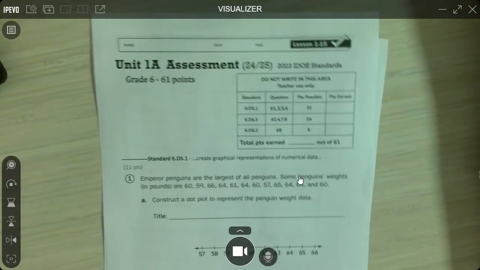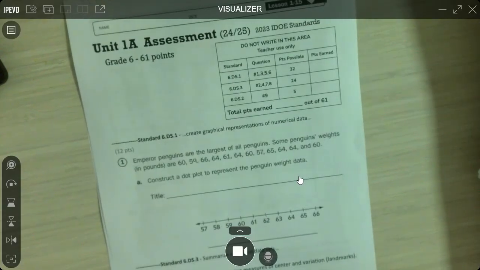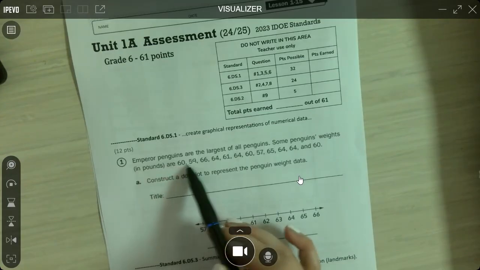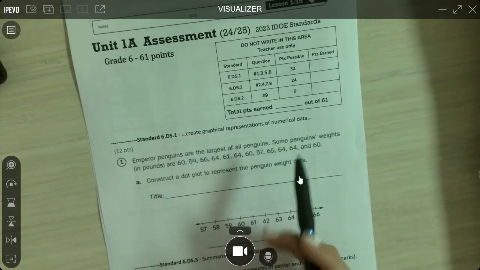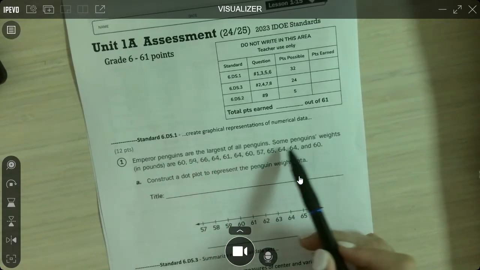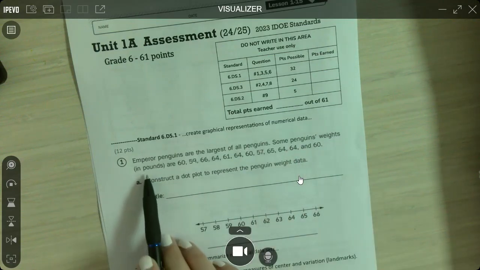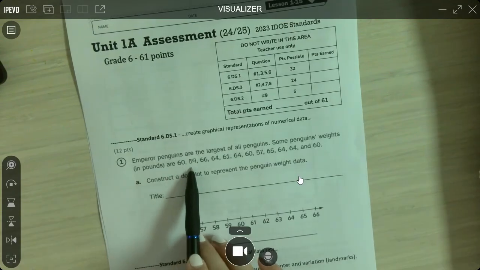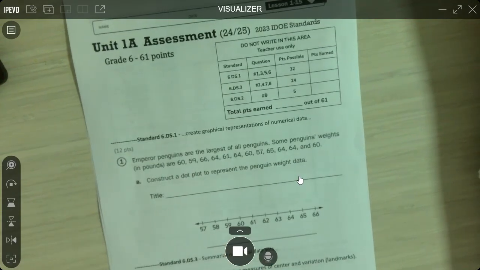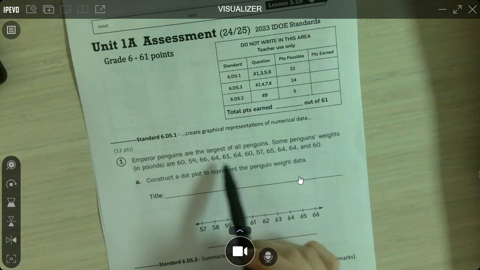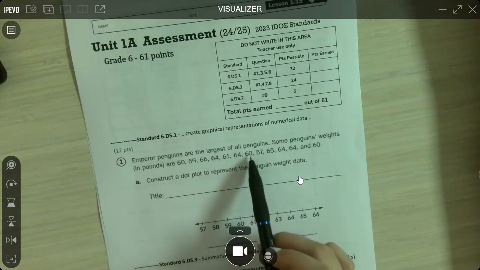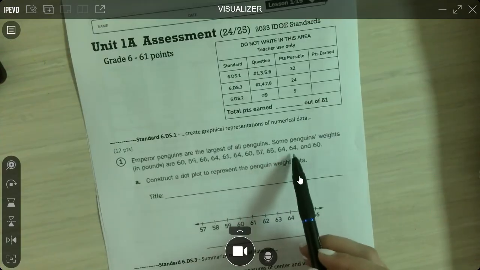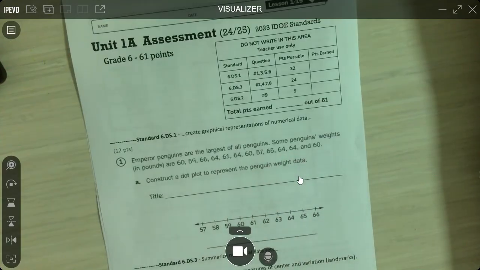We are going to go ahead and start with question number 1. Question 1 says, Emperor penguins are the largest of all penguins. Some penguins' weights, which they said in pounds, are 60, 59, 66, 64, 61, 64, 60, 57, 65, 64, 64, and 60.